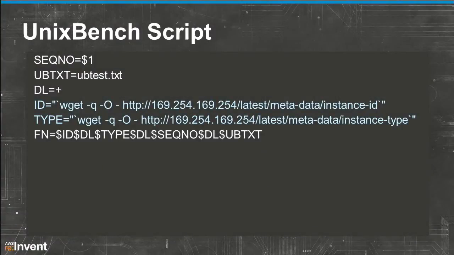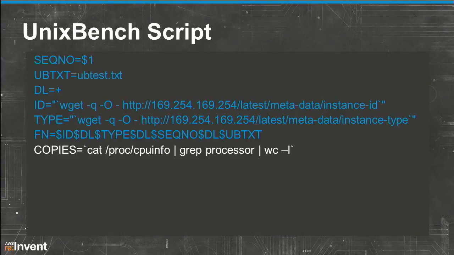So the script for UnixBench, again, I'm using the ID of the instance and the type to create the file name. In this particular case, in order to run the single CPU and multi-CPU, I'm using proc CPU info to get how many processors are exposed.